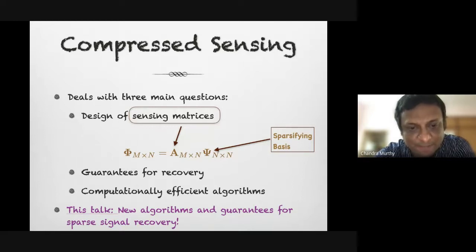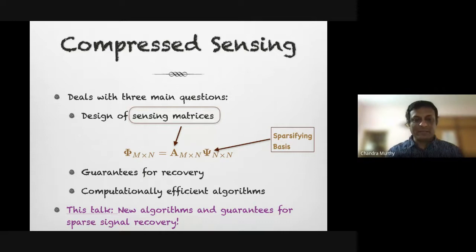And the second important aspect is guarantees for recovery. That is, under what conditions can we be assured that this measurement matrix phi will allow us to recover sparse vectors with a high degree of accuracy. The third aspect is to develop computationally efficient algorithms for recovering this sparse vector x. And so in this talk, I'll primarily focus on guarantees for sparse signal recovery.